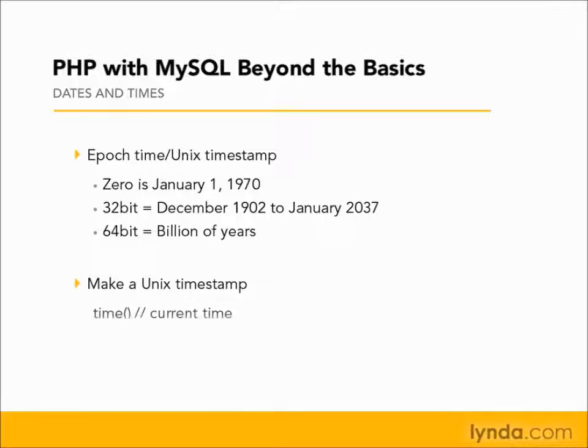The first is just time. Time with no arguments, just have the parentheses, and that will return the current time. And remember, that's the number of seconds since 1970. Okay, so that's the Unix timestamp.